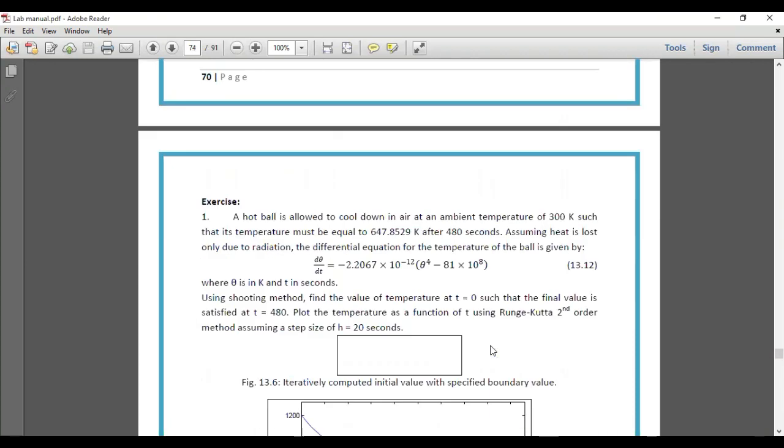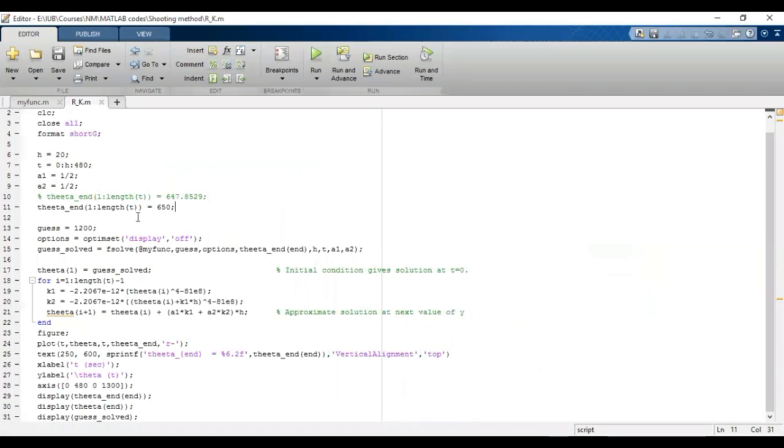So that differential equation is also written over here, and this differential equation will be solved numerically using the Runge-Kutta method, which we discussed in the previous lecture. And now we will specify the boundary condition, and we will see if that boundary condition is fulfilled or not.